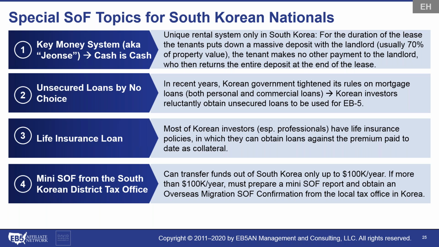So even before the appellate ruling came out, which recently came out in 2020, back in 2019 we had to rely on the first ruling by the district court on Zhang versus USCIS for those South Korean investors who were going through that change in the South Korean government tightening the mortgage rule back in 2019, while at the same time dealing with the amount increase in November. So we had to file the cases based on unsecured loans.